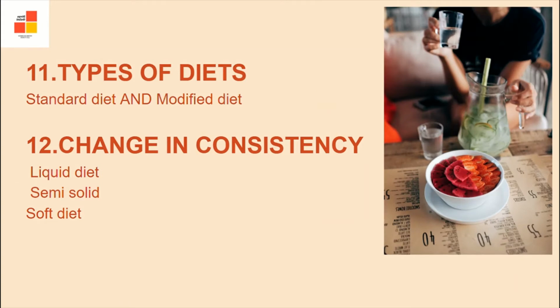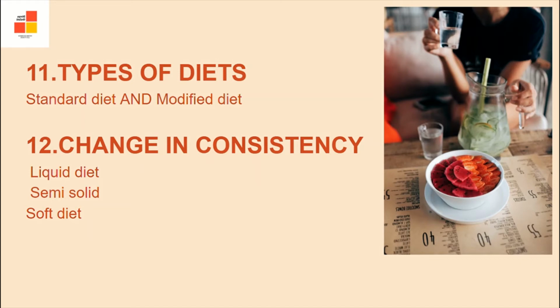Next, types of the diet. Basically, there are two types of diet, standard diet and modified diet. Standard diet is also called a regular diet, the one which consists of all food groups for healthy persons. Modified diets are adjusted to meet the needs of patients. In the modified diets, the consistency can be modified, nutrients can be changed, calories can be changed, frequency of taking the diet or meal can be changed.